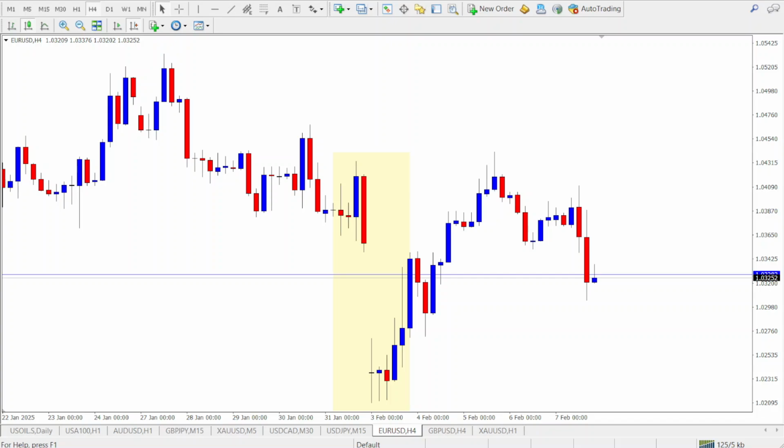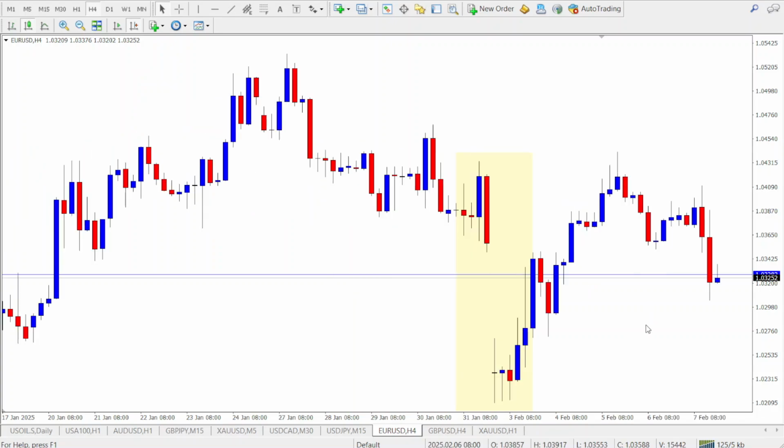Then breakaway gaps are another type of gap. These happen at the start of a strong trend. So breakaway gaps, you will likely find them when a strong trend is about to start. They break past key levels. Instead of filling, price often continues in the breakout direction.